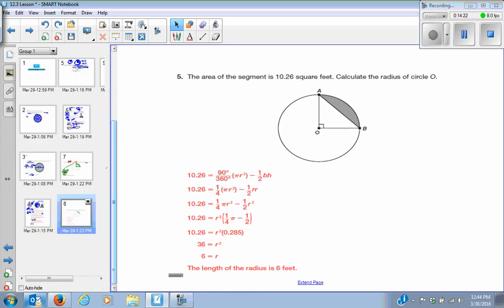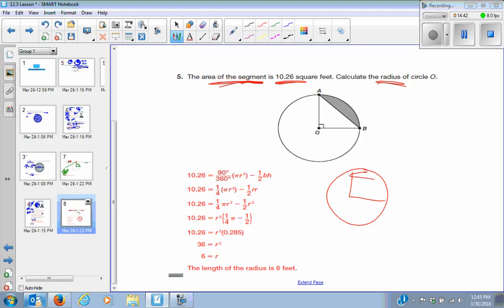All right, and then this one right here is our last problem, probably the best one. If I wanted to find the area of the segment, and they tell me it's this, and they want me to find the radius, remember the area of the segment is the area of the sector, the whole thing, minus the area of the triangle. So I'm taking this area and I'm subtracting that area. Well, that's what they did over here. This represents the area of the sector. This represents the area of the triangle.